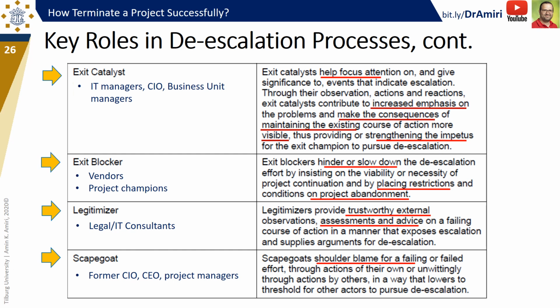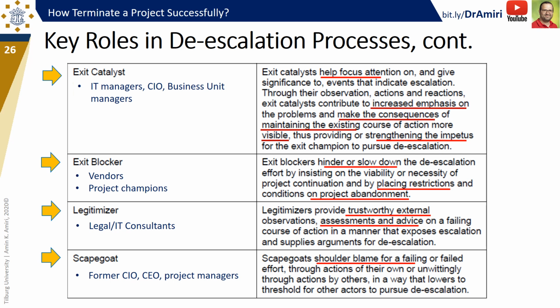Exit blockers are another key role in the de-escalation process. They try to hinder or slow down the termination process by placing restrictions on project abandonment. Vendors and former project champions can play that role. In our case, the manager of NetEffects played that role. He can ask for a hefty ransom of millions of dollars to set IVK free of the contract.